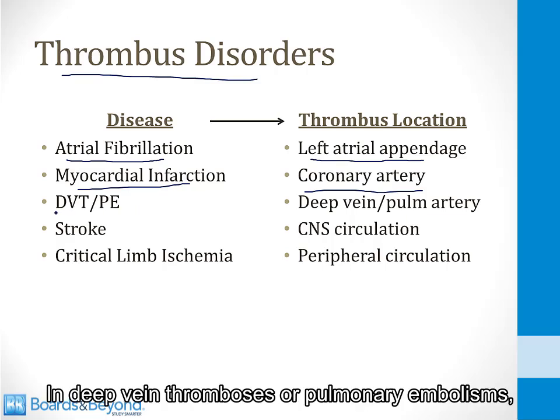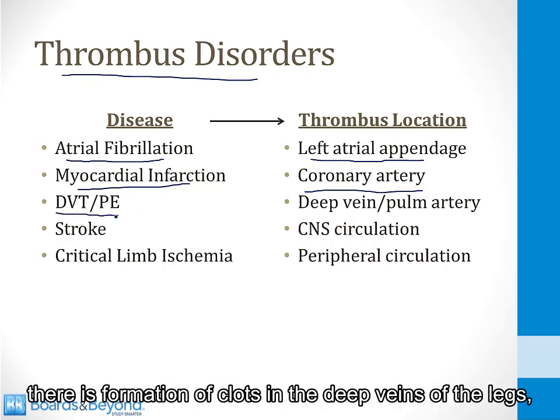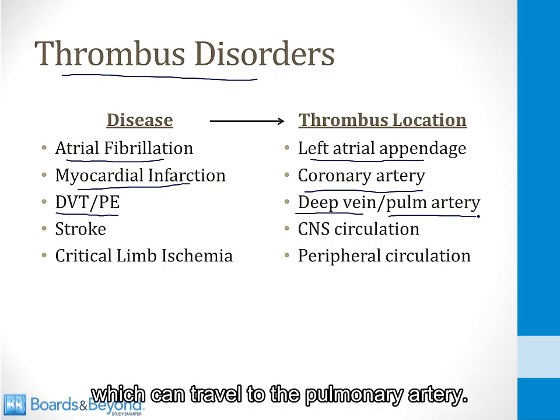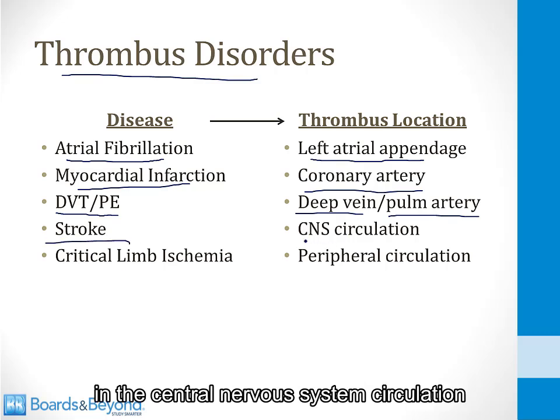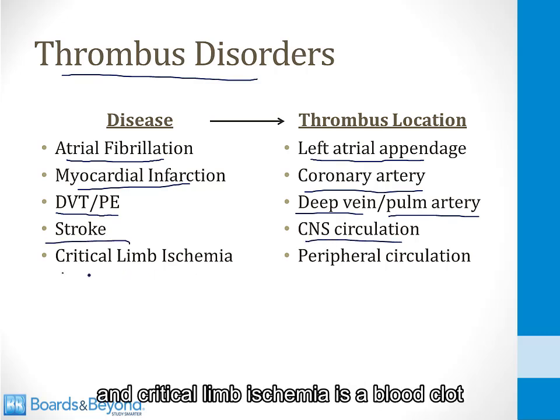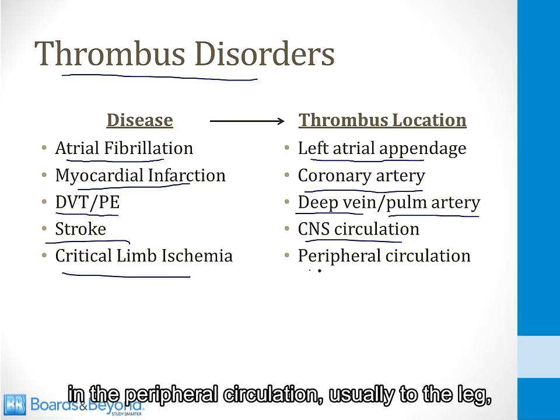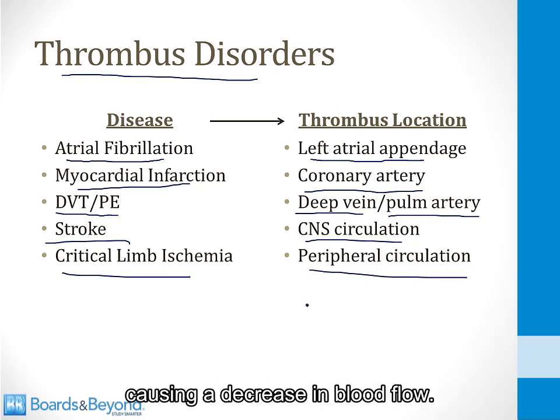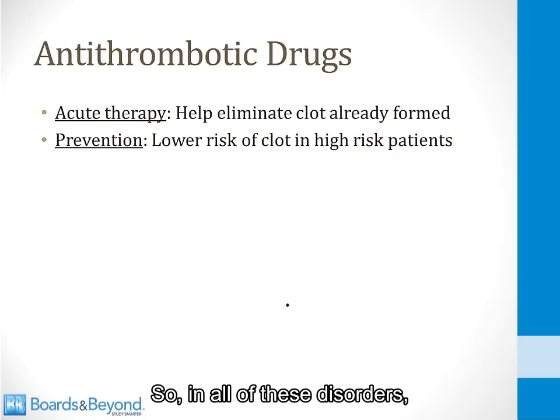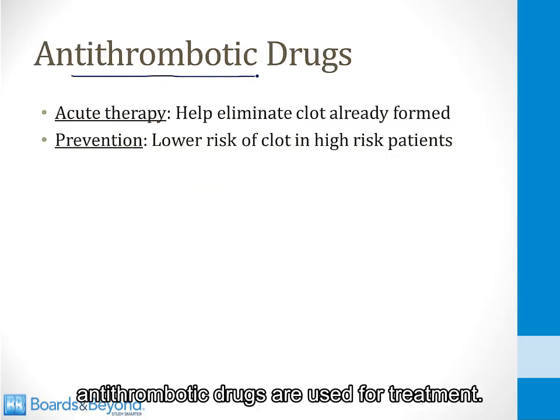In deep vein thromboses or pulmonary embolisms, there is formation of clots in the deep veins of the legs which can travel to the pulmonary artery. A stroke is a blood clot in the central nervous system circulation, and critical limb ischemia is a blood clot in the peripheral circulation, usually to the leg, causing a decrease in blood flow. So in all of these disorders, antithrombotic drugs are used for treatment.